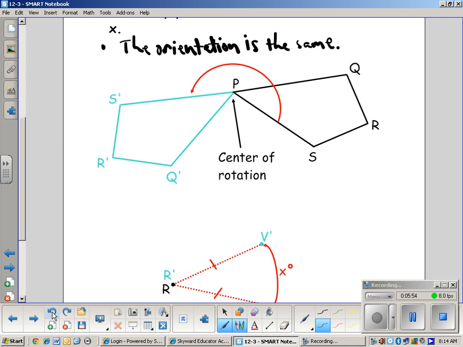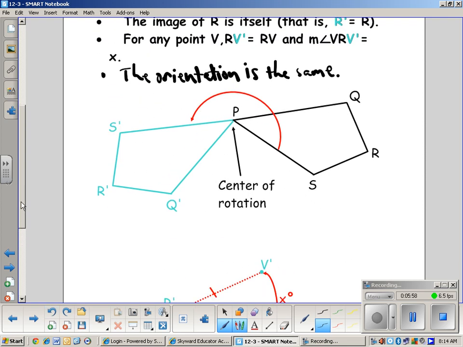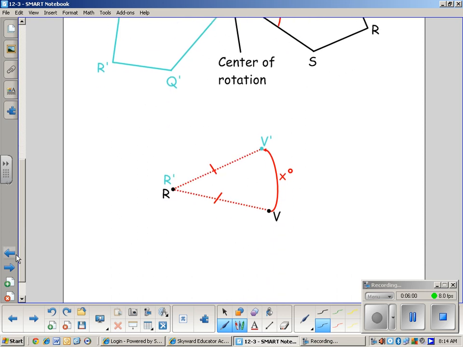And then that second example says for any point V, this distance here is going to equal this distance here as I rotate V. And the angle between these two is going to be whatever x is. If you're told to rotate it 50 degrees, then x is going to be 50 degrees. This angle has to be 50 degrees. Okay?